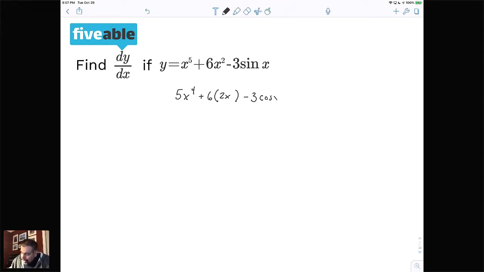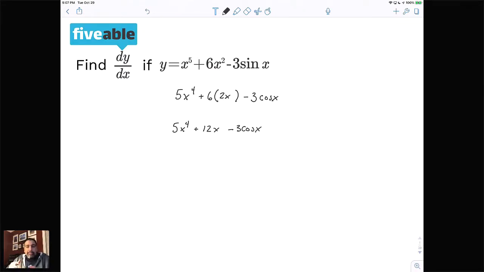So again, this is not an implicit derivative per se, but we need to make sure that everyone's got a handle on just the basic derivative rules. So the first couple we do will be basic, and then we're going to take a look at the implicit. We simplify this a little bit, and 5x to the fourth looks good, but now we're going to do 12x and minus 3 cosine x.